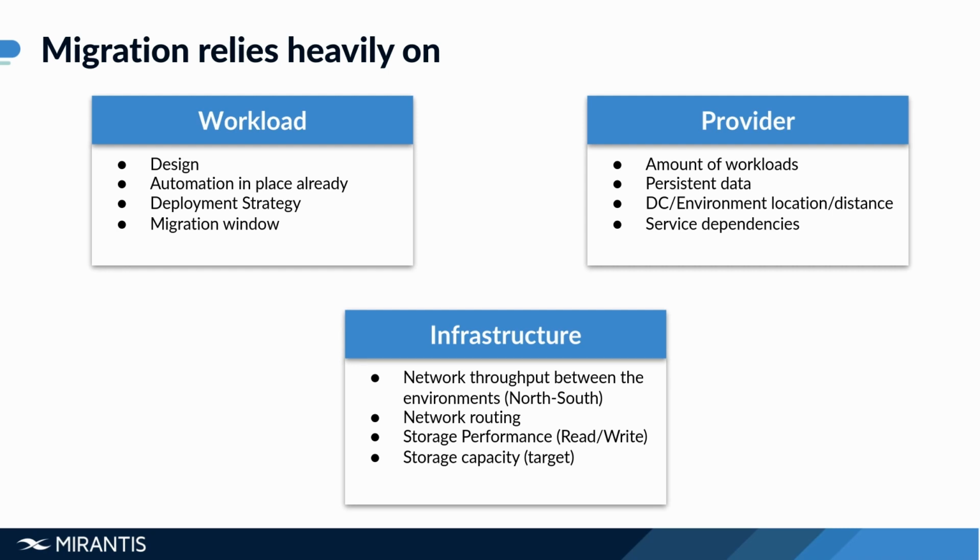Then the service dependencies, I already talked about that. This definitely needs to be taken into account. And in the infrastructure box, I already mentioned that the most important is network throughput and the storage performance. Storage performance actually is also critical on the OpenStack side, but I need to say we in Mirantis are using Ceph, which is a highly scalable and highly distributed storage.